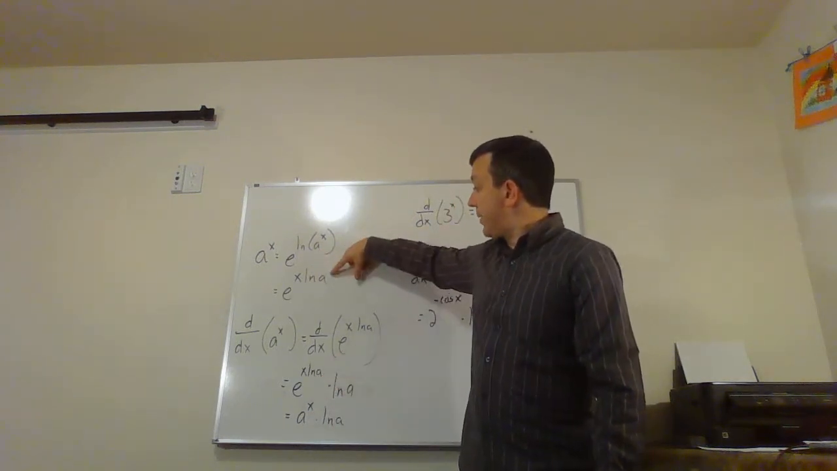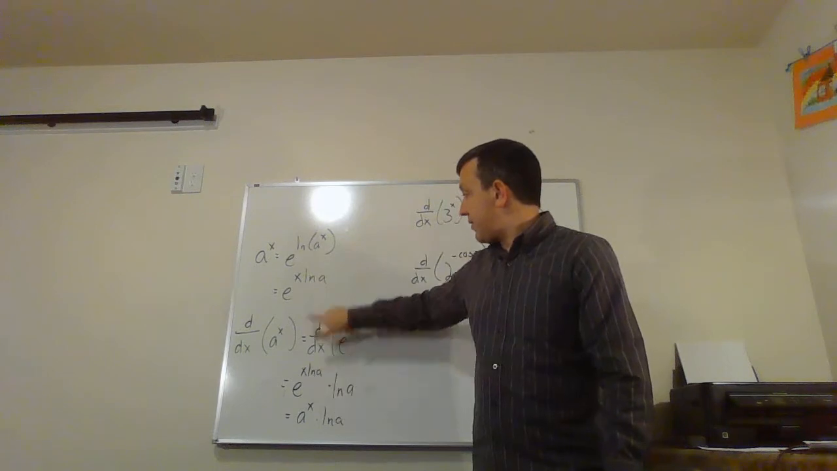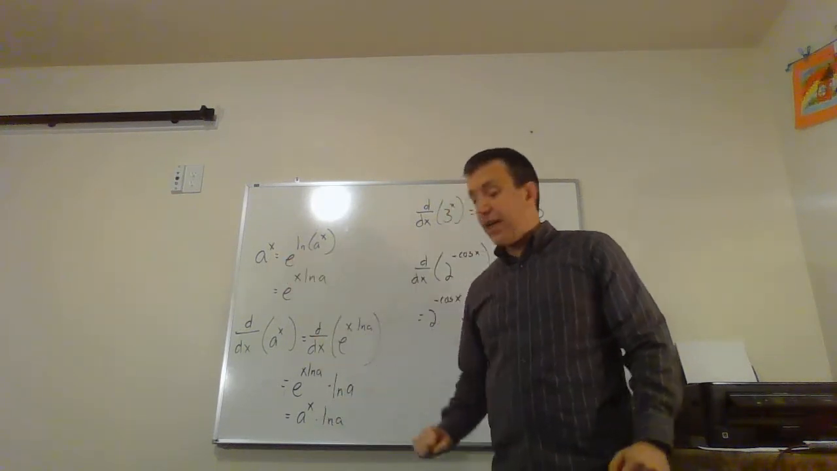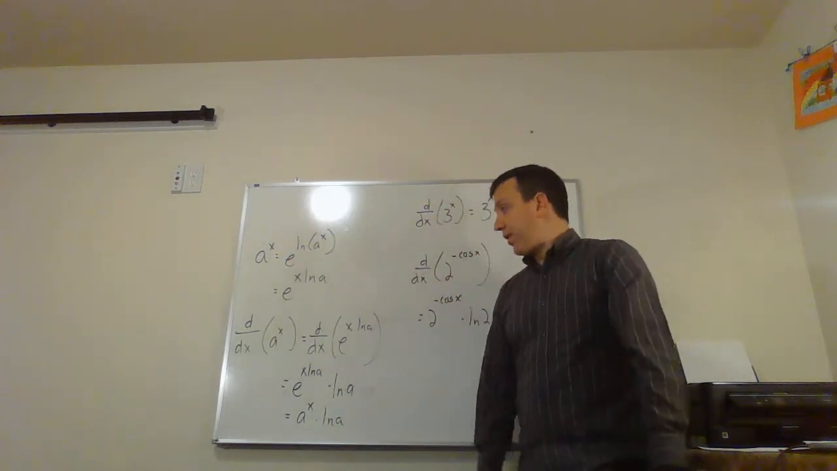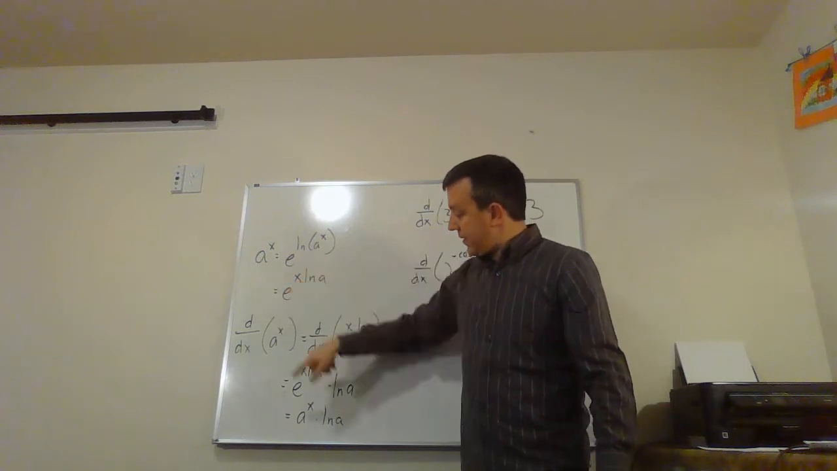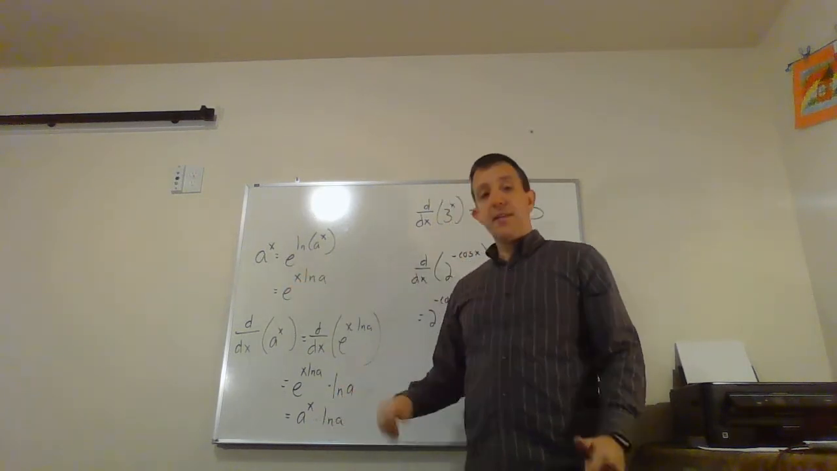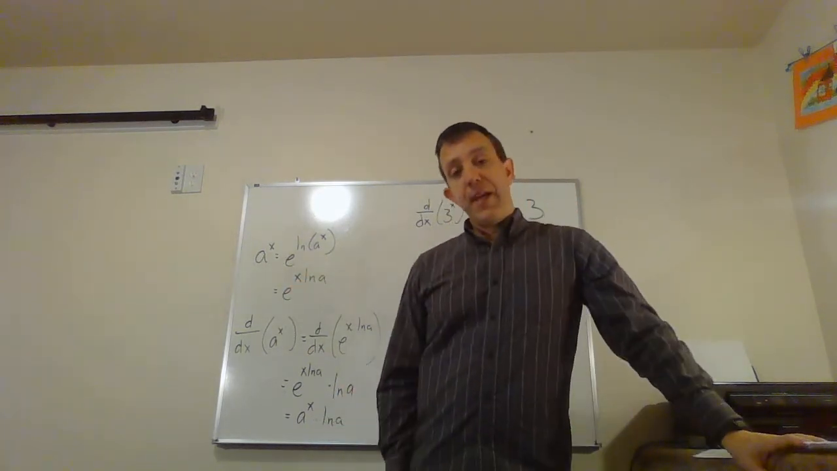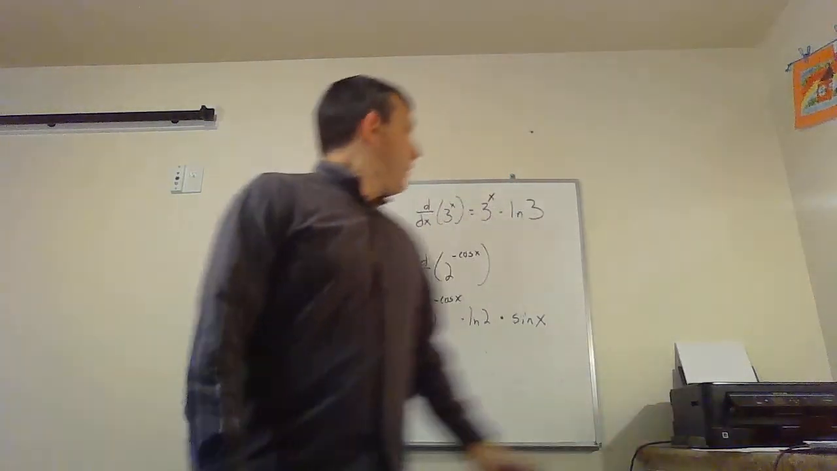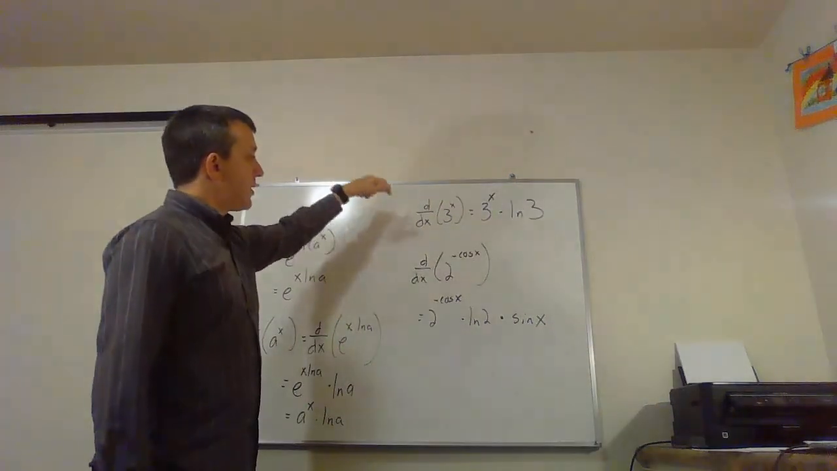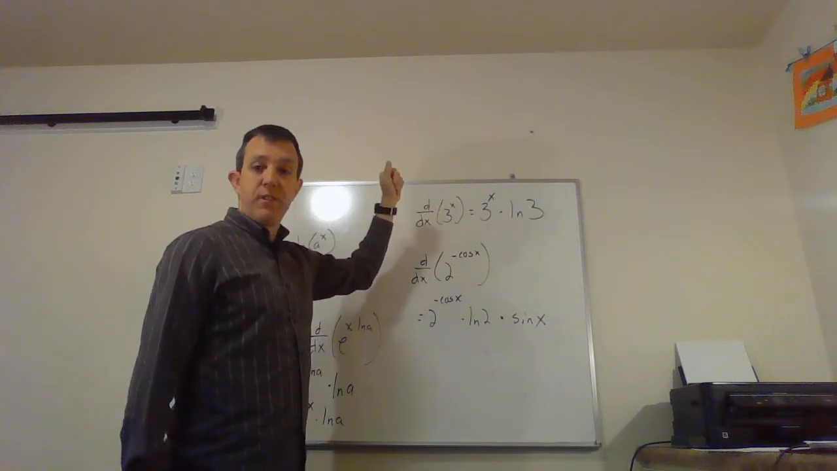That was way back up here, right? E to the x natural log of a is just a to the x. So long story short, if you want the derivative of a to the x, it's just a to the x times the natural log of the base. And that's it. So an example with just 3 to the x, a really simple one.